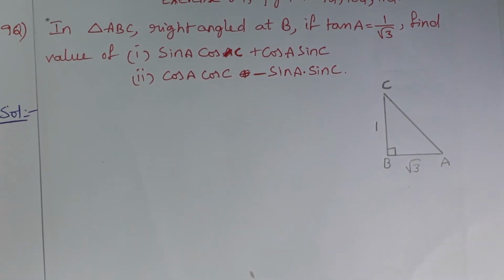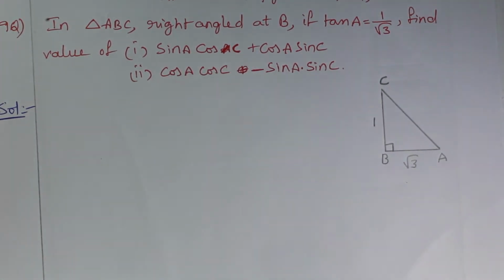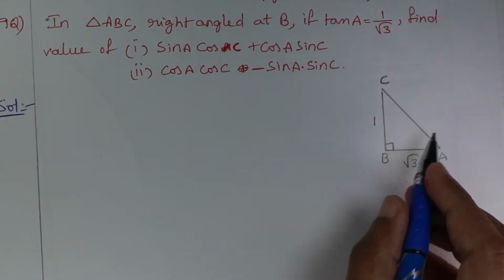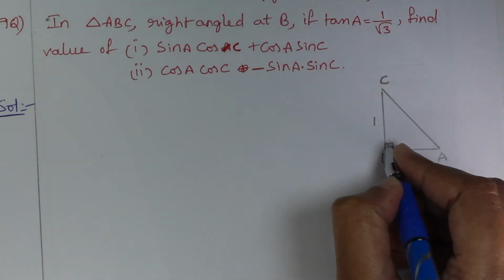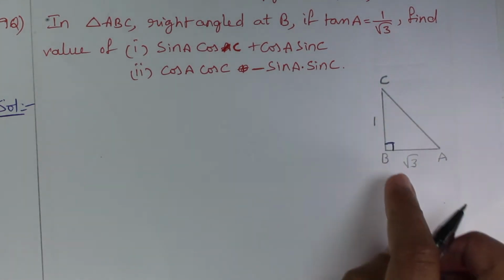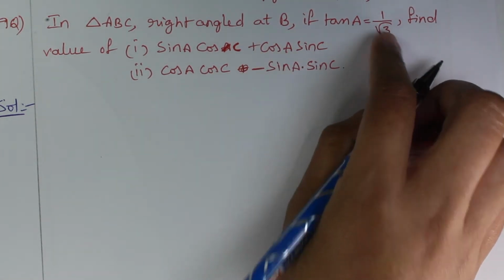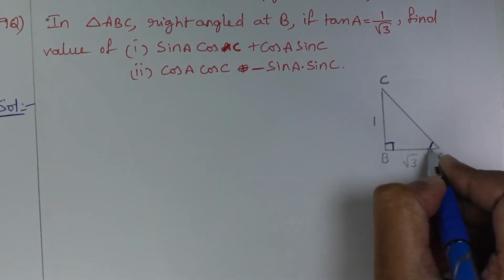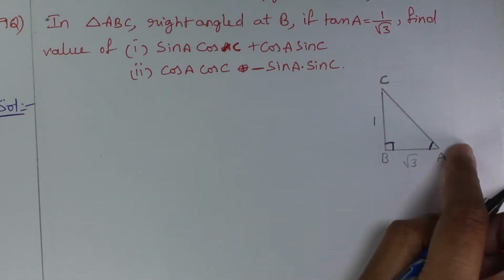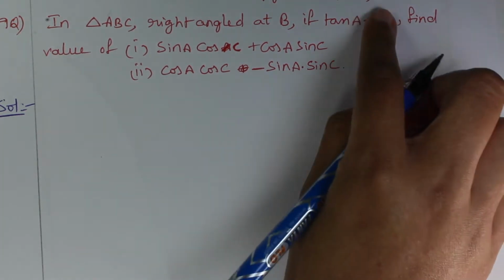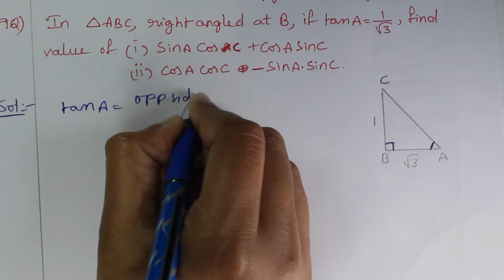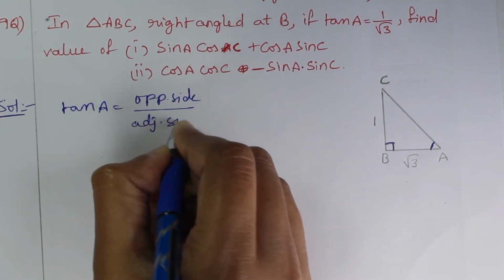So first of all, to calculate the values of cos and sin, we have to find out the sides of the triangle ABC. It is given that triangle ABC is right angled at B. So this is the right angle and let us assume this to be A and this to be C. Now it is given tan A is equal to 1 by root 3. So this is tan A. So what is tan of an angle? Opposite side by adjacent side, right?